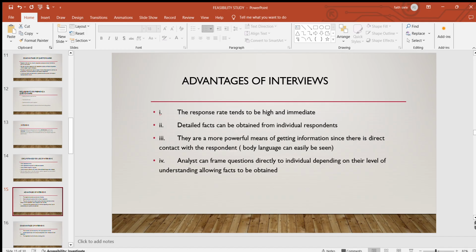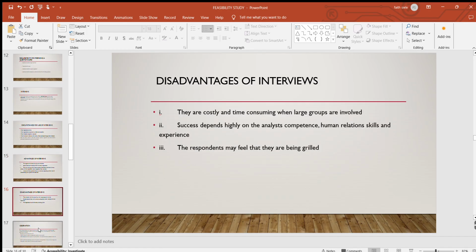So there are also disadvantages of using interviews. Number one, it is costly. It's very costly and time consuming when a large number of people are involved. And then also the success depends highly on the analyst's competence, human relation skills, and experience.